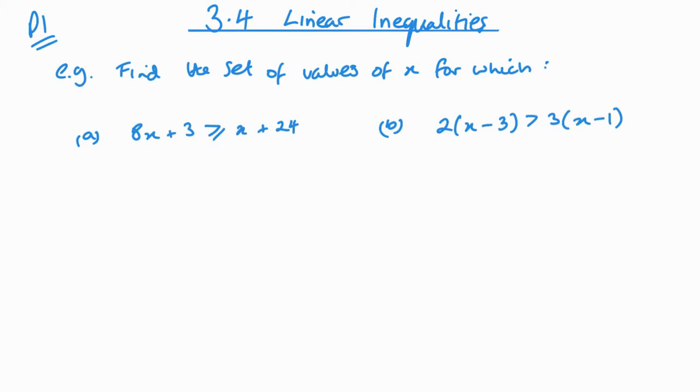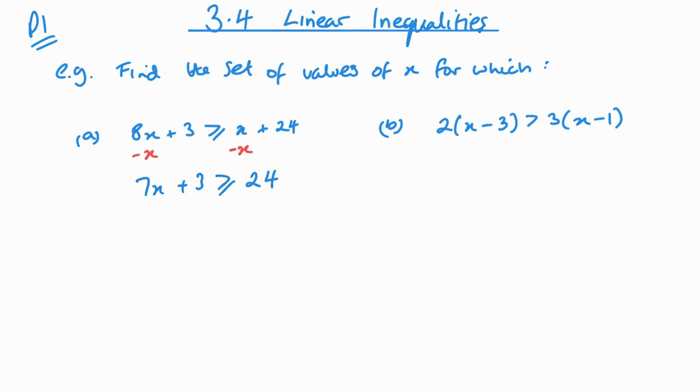Let's look at a couple of examples then. So this first one, you're just going to approach it the same way you would approach solving an equation. You can see that I've got 8x on one side, that's my largest positive value of x. So I'm going to get rid of my x from both sides. So 7x plus 3 is greater than or equal to 24.